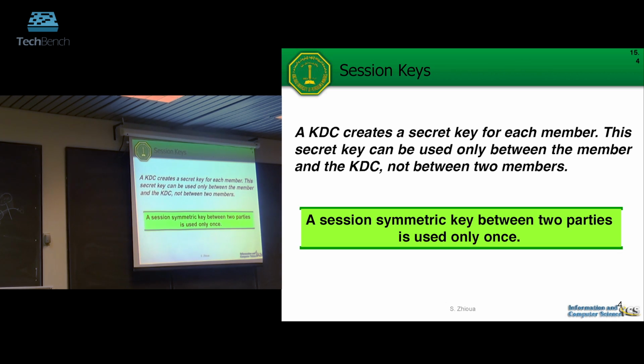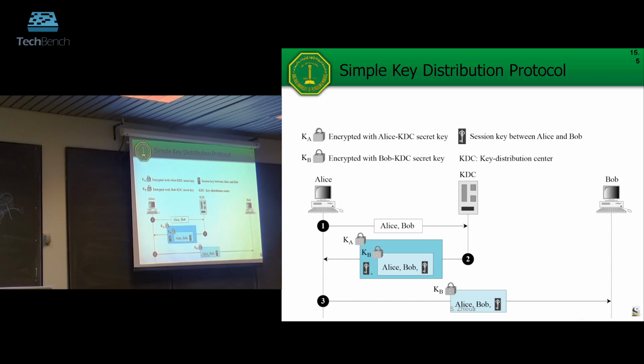The key distribution center keeps a secret key for each member. This secret key can be used only between the member and the center, so it's a symmetric key, not asymmetric, and not between two members. A session symmetric key between two parties is used only once. So this is one model.